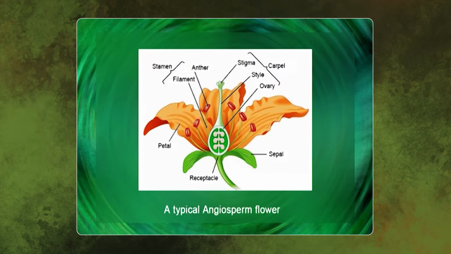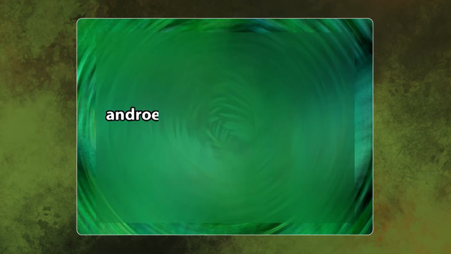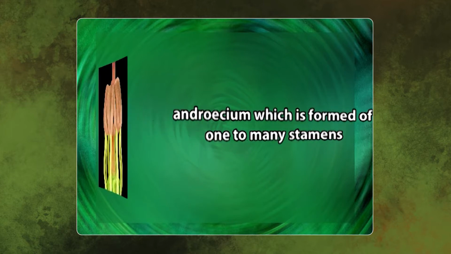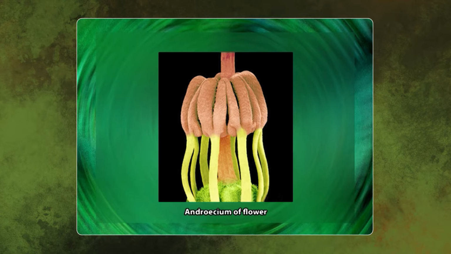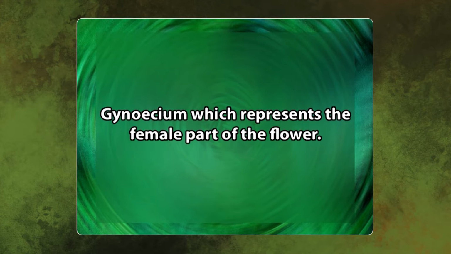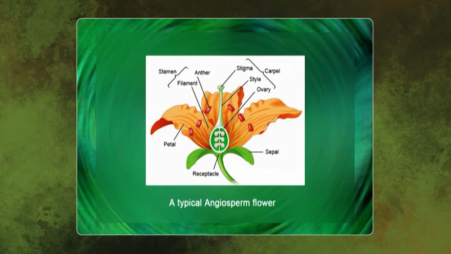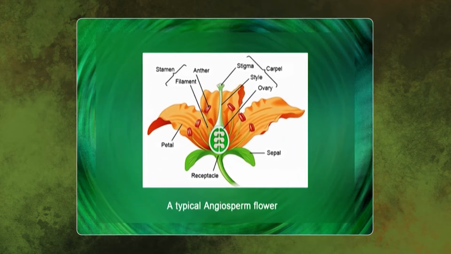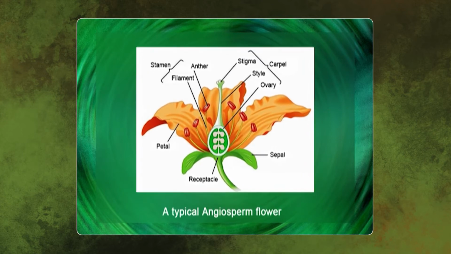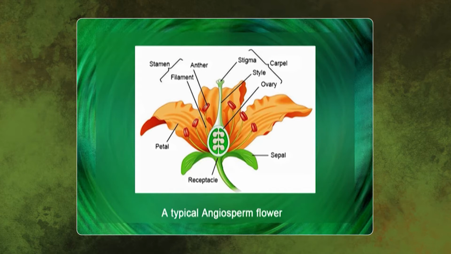Inner to the corolla is the male reproductive part of the flower called androecium, which is formed of one to many stamens, each consisting of a stalk called filament and an anther at its tip. The fourth and innermost whorl is called gynoecium, which represents the female part of the flower. It consists of carpels either fused or free from each other. Each carpel has an ovary at its base, a long style and a stigma at the tip.